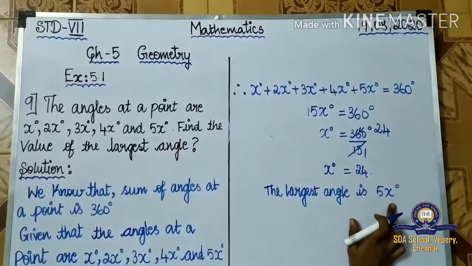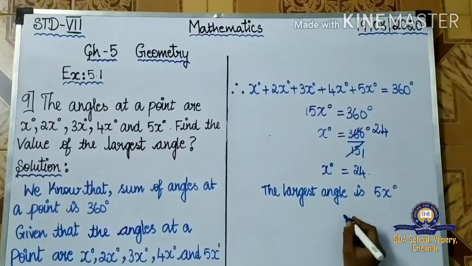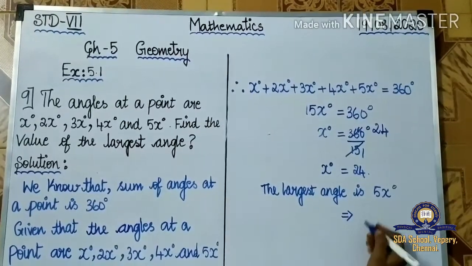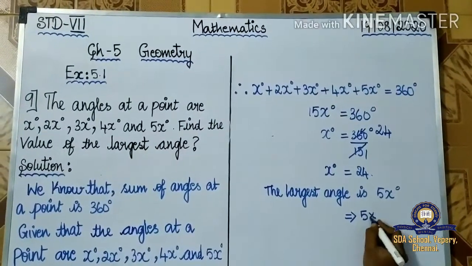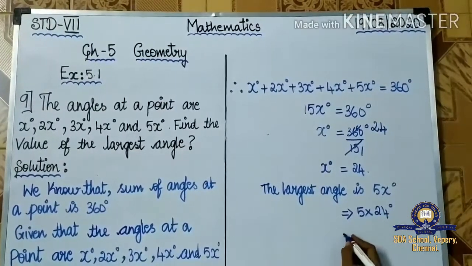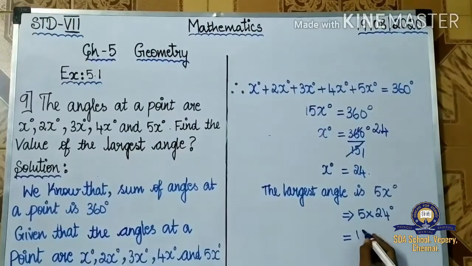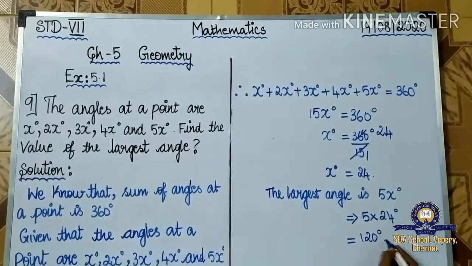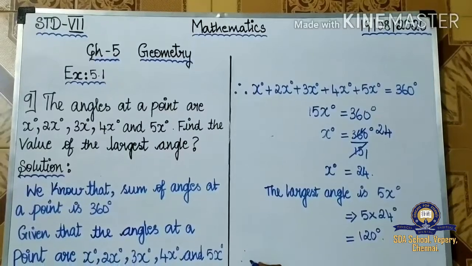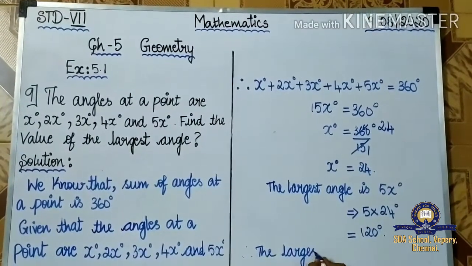Now we have found the x degree, right? When we substitute the x degree in this angle, we will get the largest angle. So shall we substitute now? The 5x degree means 5 into x, which is 24 degree. So equal to 5 into 24, we will get 120 degree. Finally, the largest angle is 120 degree.